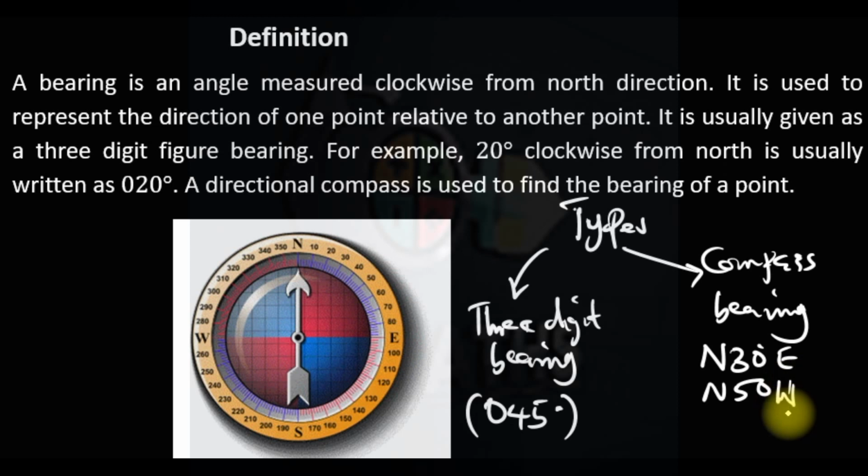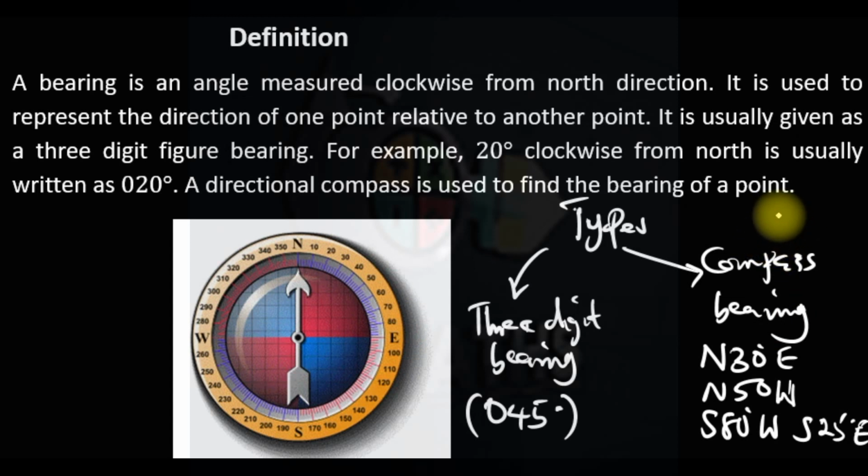Do you see the difference? You always see a letter, the poles, either north to east or north to west, or maybe south 80 degrees west, or maybe south 25 degrees east. So the major difference is that the angle in compass bearing is always less than 90. You cannot see something like this in compass bearing.